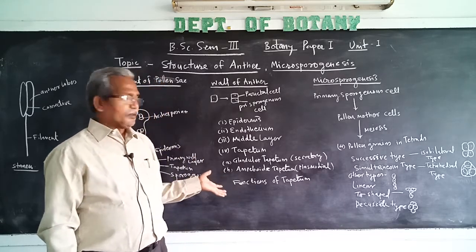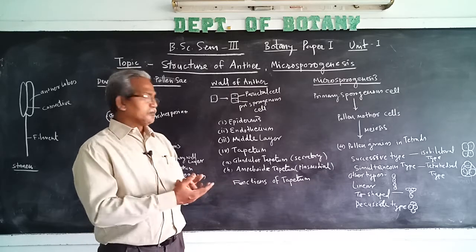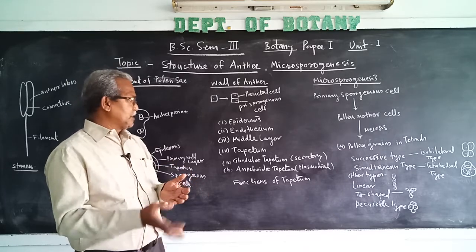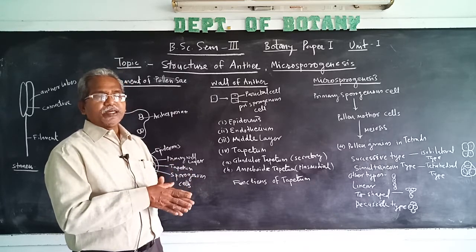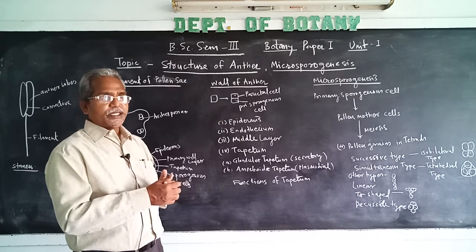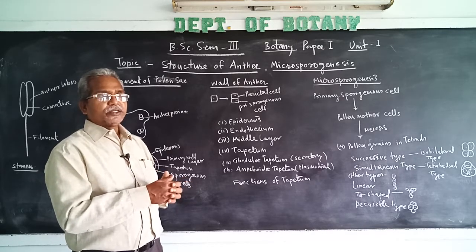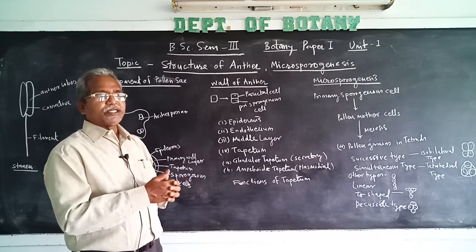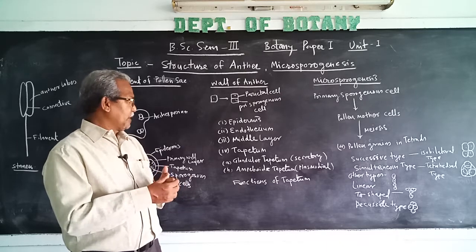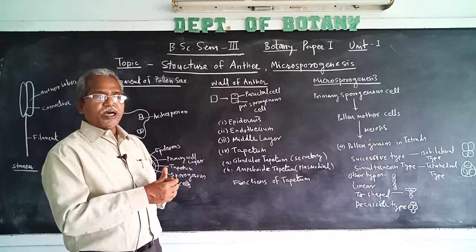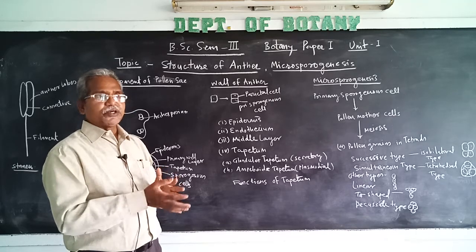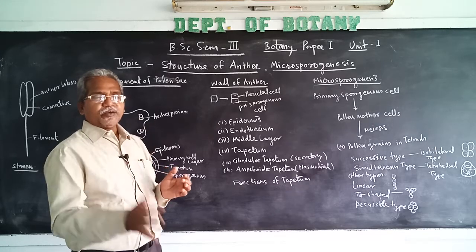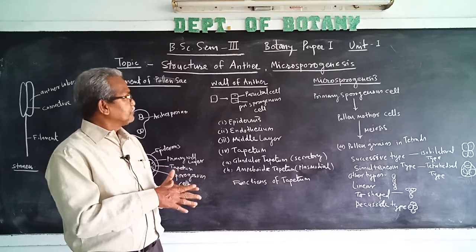The functions of the tapetum are: it diffuses food material from outside to the sporogenous tissue, and it takes part in the formation of the wall of the pollen grains. It also stores protein and proteinaceous material during the early stage of development, which are utilized by the pollen grains, and it transfers the oily substances which are formed on the wall layer of the pollen grains.